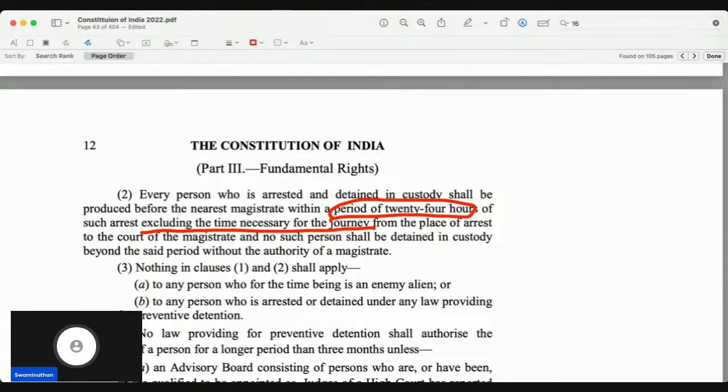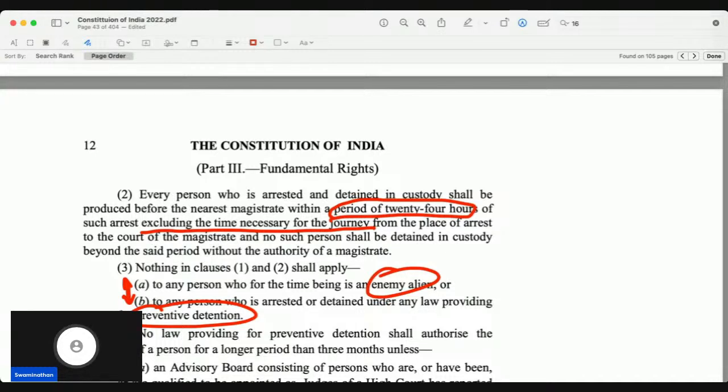So these are the three rights available to any person who is detained or arrested. But these rights will not be available to the two categories of persons mentioned here. Everyone who is getting arrested shall have three basic rights: to be informed, to consult, and to be produced within 24 hours. But these two persons, one who is an enemy alien and another who is getting arrested under the preventive detention law, shall not have these rights of being informed and being produced within 24 hours.